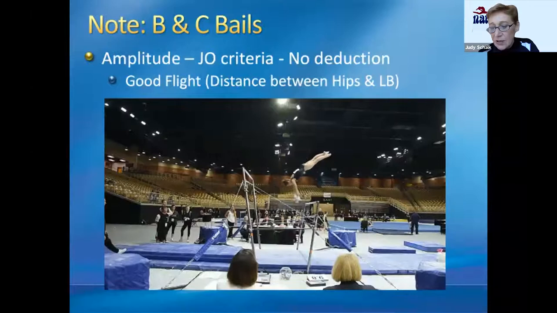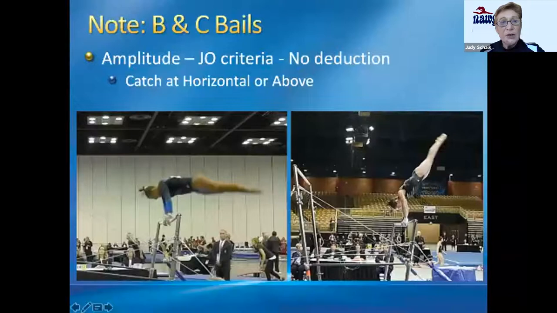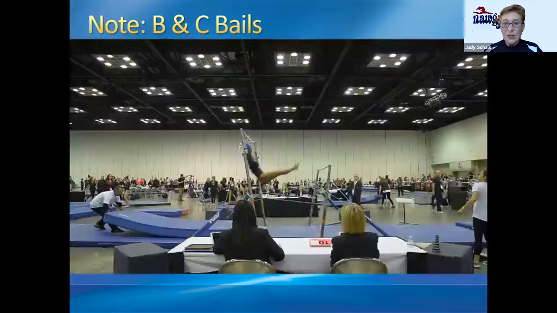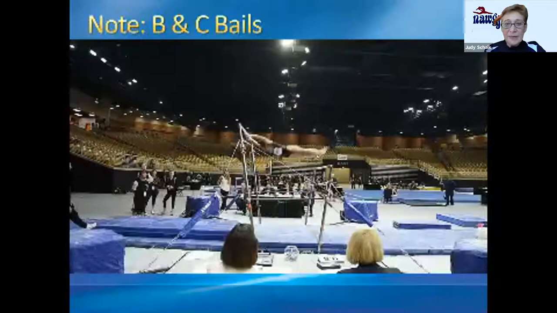So we're looking at different criteria for the amplitude. There is no deduction if she catches at horizontal or above. So a horizontal catch is acceptable for the amplitude of height. So take it for what it is. This one, she actually caught while she was a little bit below, and I would have taken a little amplitude deduction, and that one is absolutely fine.